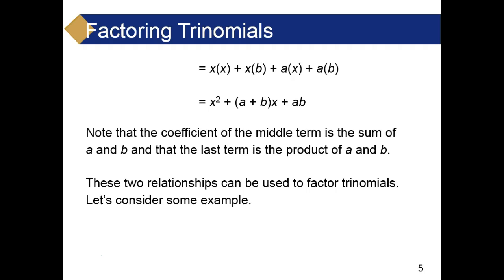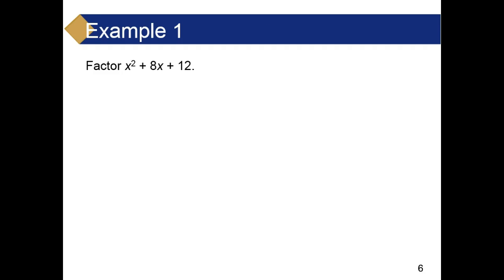But then you combine these two terms because they have x. That's exactly what we did. We did it with numbers. I think it's easier with numbers than having letters. Note that the coefficient in the middle term is the sum of a and b, and the last term is the product. Okay? See, this is a product of a times b. This is the sum of a and b. We're going to use that to our advantage. These two relationships can be used to factor trinomials. Let's consider some examples.